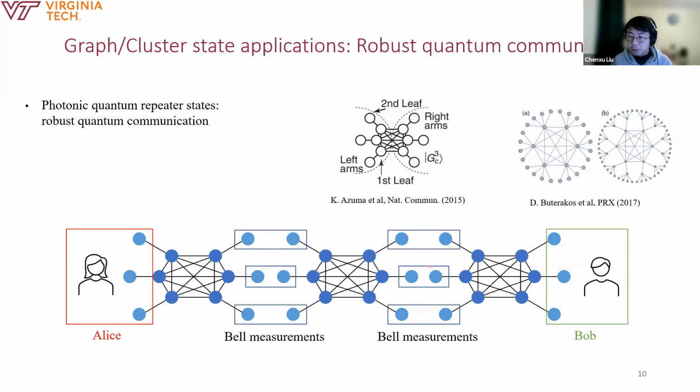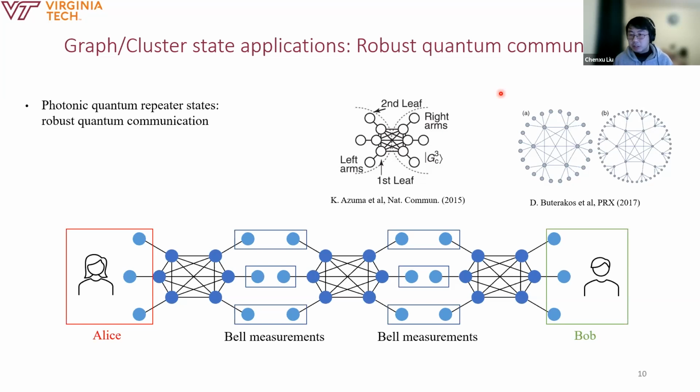Also, more complex repeater graph states with more arms and encoding of the photon qubits can be used to achieve even more robust quantum communications. So we see that the photonic graph state has a lot of useful applications in quantum information and quantum computing tasks.